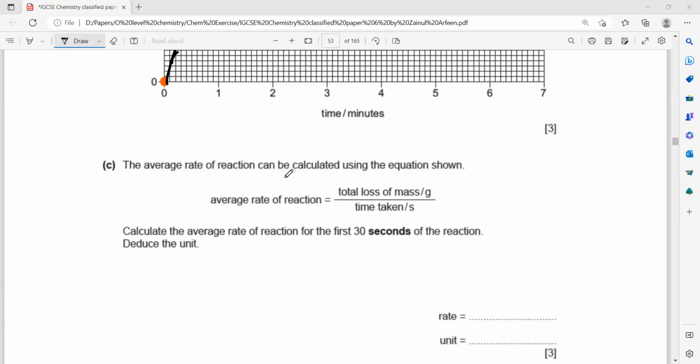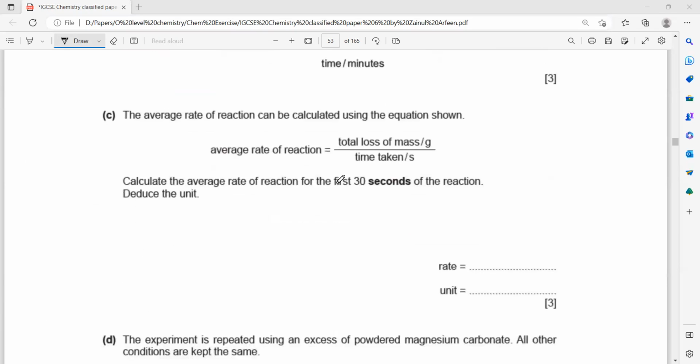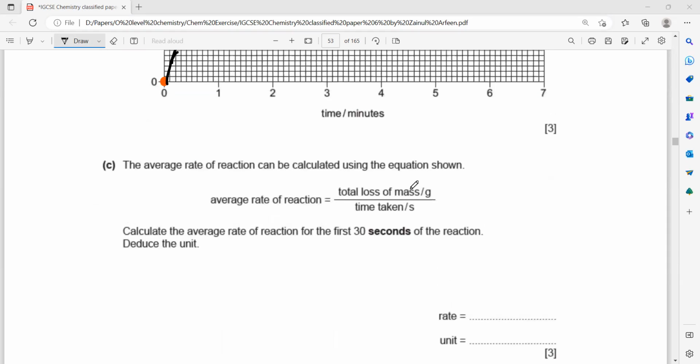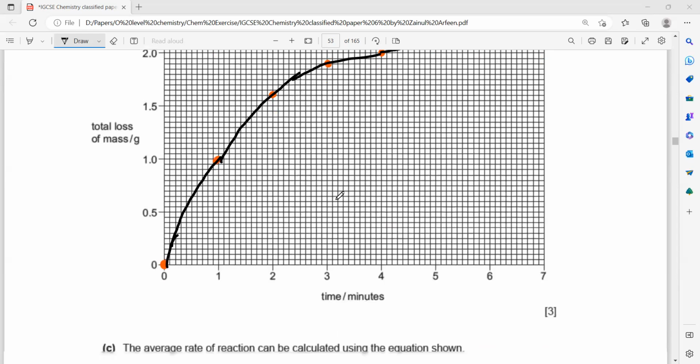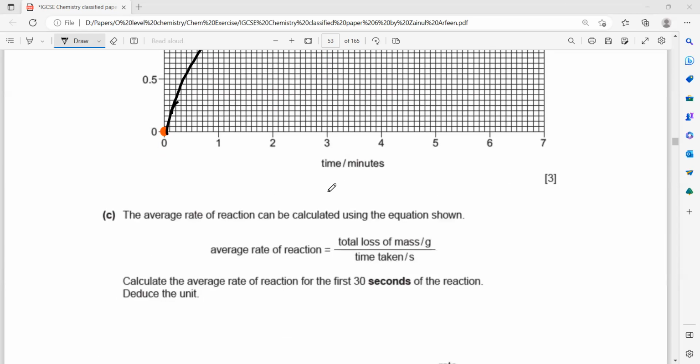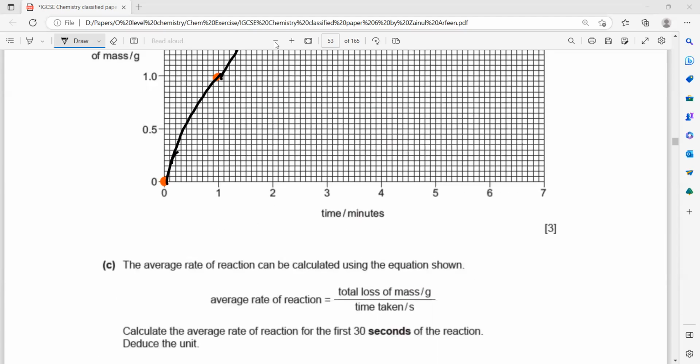The next part: the average rate of a reaction can be calculated using the equation, total mass lost divided by time. Calculate the average rate for the first 30 seconds. You can use your graph. The axis is in minutes, and 1 minute equals 60 seconds, so 30 seconds will be in between, or 0.5 minutes.